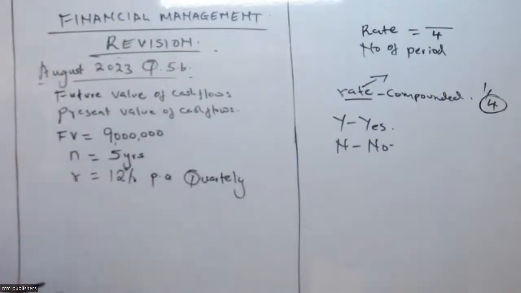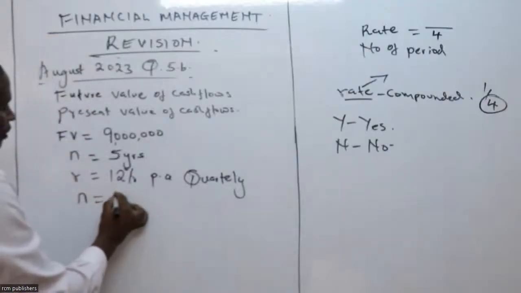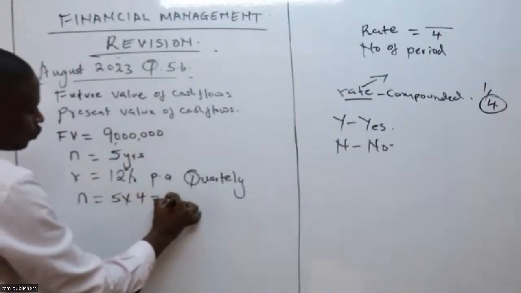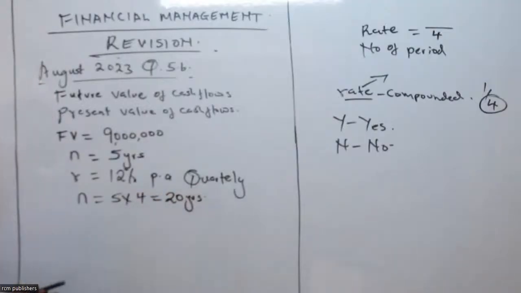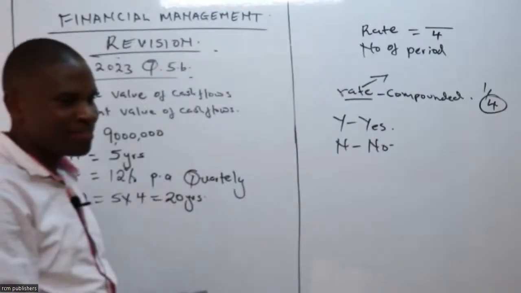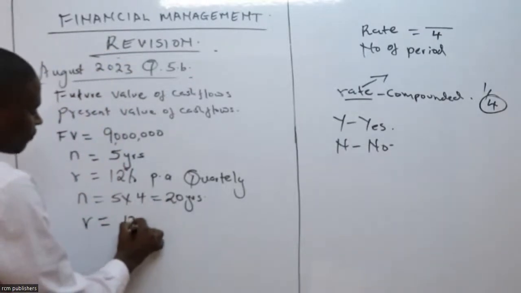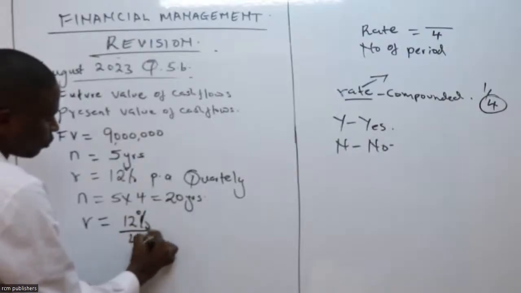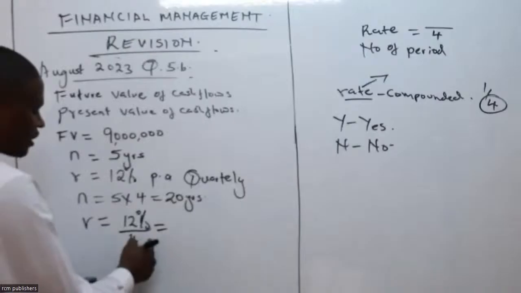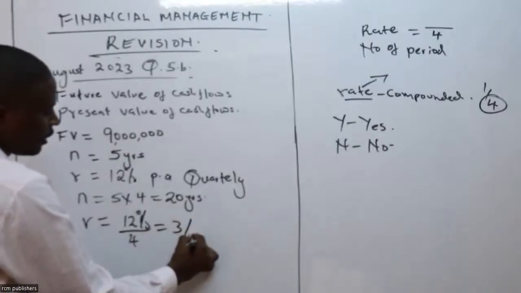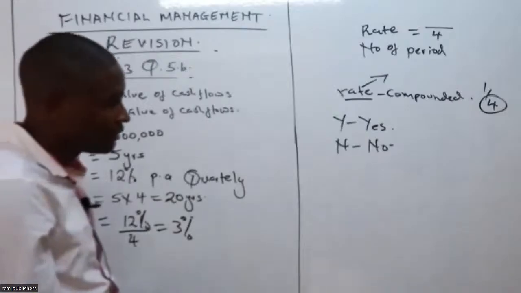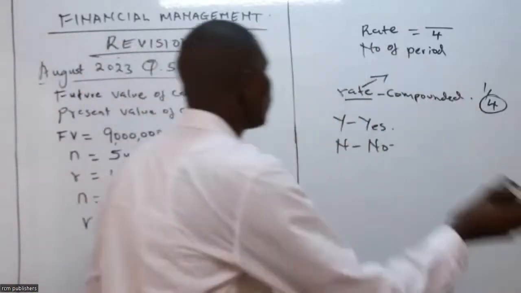So in our case here, our N will be 5 times 4, which is 20 years. 20. That is our N. Period times 4, rate decreases. Okay, rate you divide. So our rate will be 12% divided by 4. So what is our rate in this case? It will be 3%. Thank you. That is a very important thing, which you need to understand.